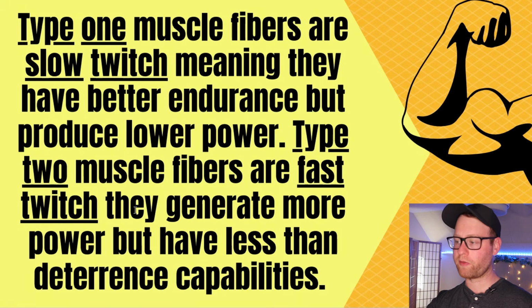Then we have type 2 muscle fibers, and those are fast twitch, and they generate more power but they have less endurance. That's supposed to say endurance capabilities. So type 2 muscle fibers are fast twitch. They are better at generating power, but they have less endurance capabilities. I will fix that when you guys potentially download this guide and use it on your own.